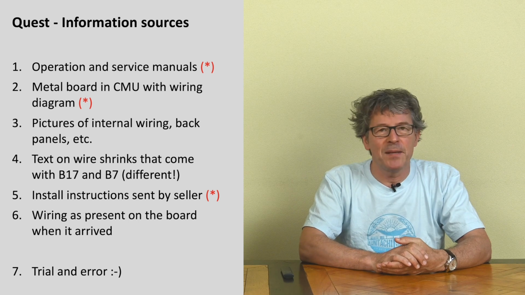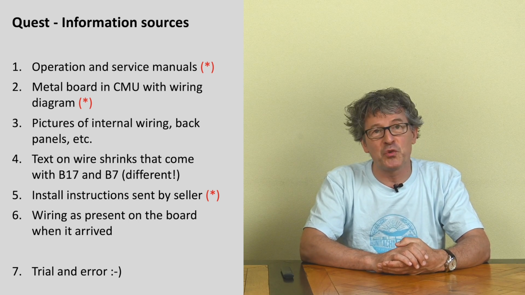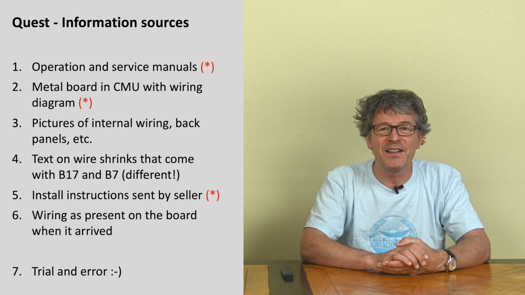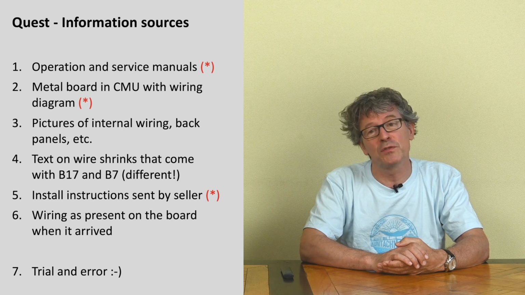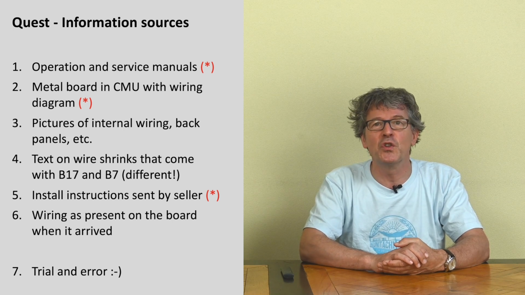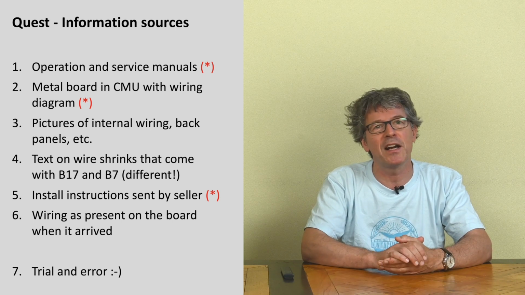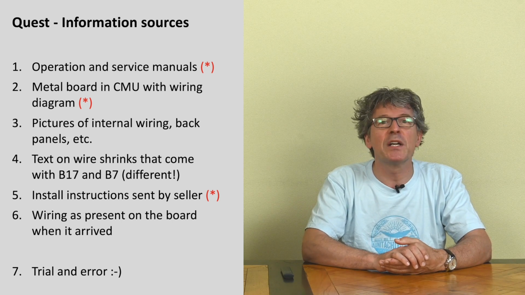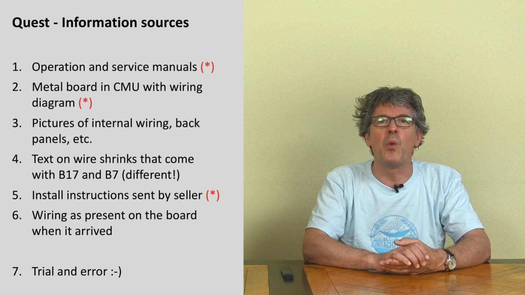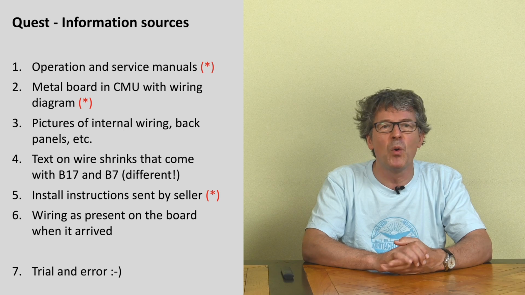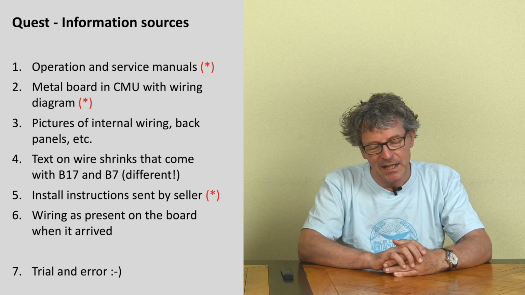In trying to get my machine to work, it was quite a quest, a bit of a travel going through different things. Where did I base myself on? In the end, on quite a lot of different sources. On the operations and service manual of the device, on the big metal board in the CMU with the wiring diagram. I've been looking around for pictures on the internet, not that easy to find, where I could see the actual wiring inside units of other people, where I could see the configuration on the back panel of devices, etc.